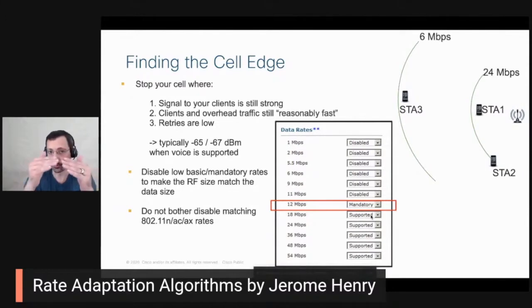And then, of course, I can also disable the N, AC, and AX rates that work along with that, because I know that beyond that point, the client is not going to try to use the upper rates. So it will force the client out.